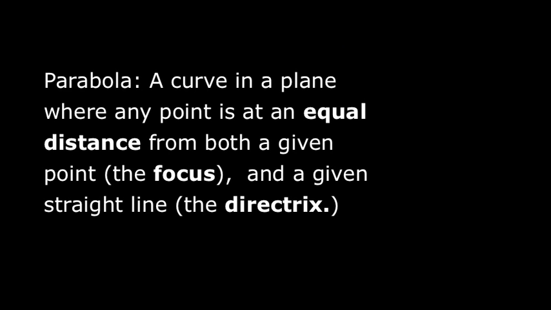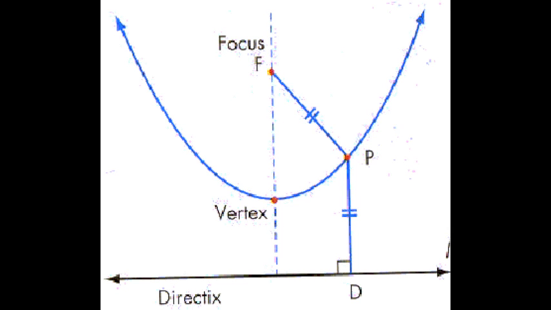So now let's look at a parabola. A parabola is a curve in a plane where any point is at an equal distance from both a given point and a given straight line. So we have a point and a line that we're looking at. The point is called the focus and the line is called the directrix. Now this line doesn't belong to the parabola, it just helps us define the definition.